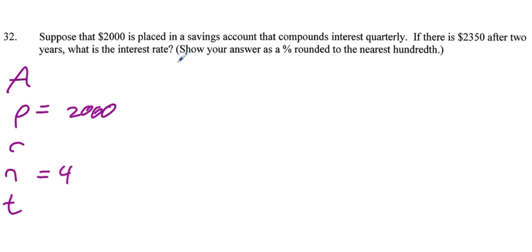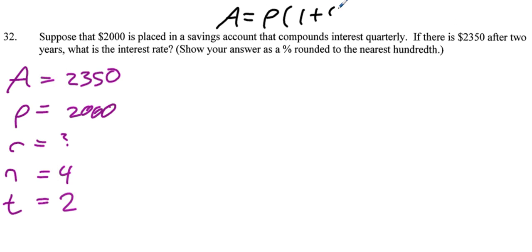If there's $2,350 at the end of a time period of 2 years, what is the rate? That's what we're solving for. We plug it into the equation: A equals P times 1 plus R over N, to the N T.